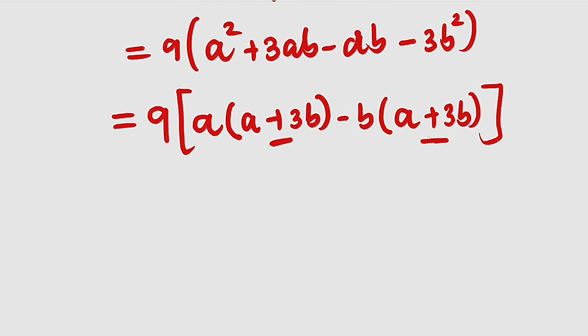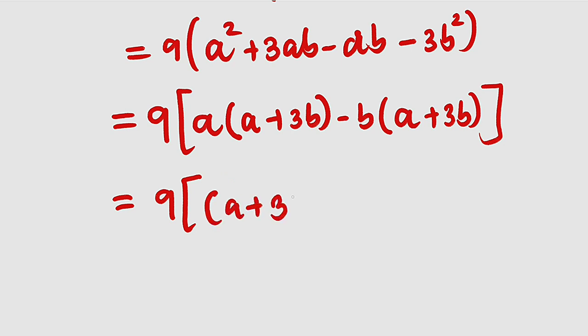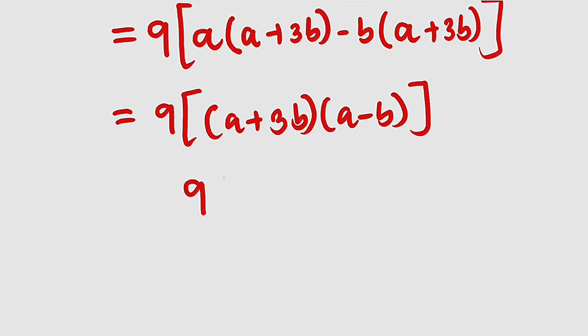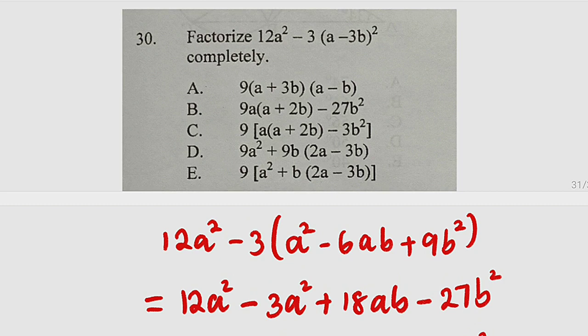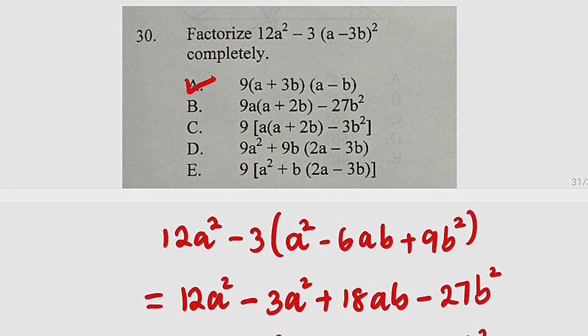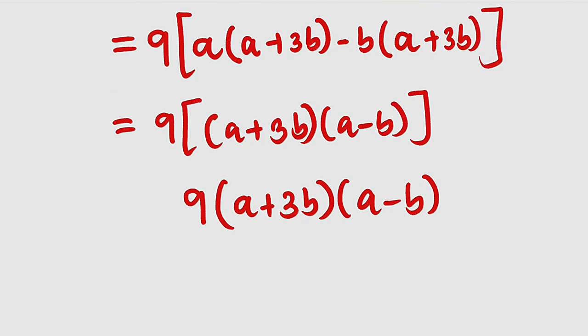So you can see that these terms are exactly the same. So we further break it down. We have 9 times a plus 3b, sorry, then we have times a minus b. Then we open the bracket. We have 9 multiplied by a plus 3b multiplied by a minus b, fully factorized. So let's check the options. This is exactly option A. 9 multiplied by a plus 3b times a minus b. Now let us move on to question number 31.